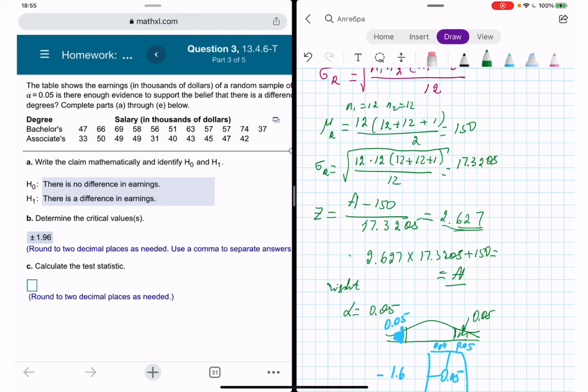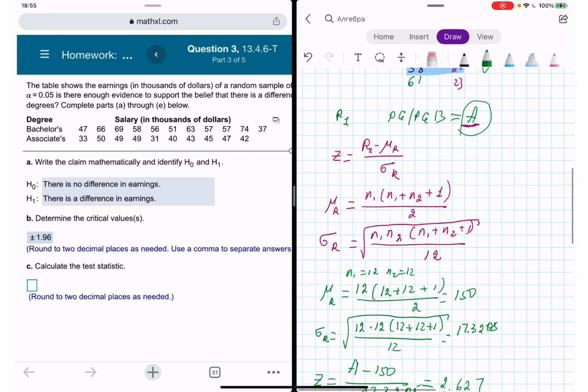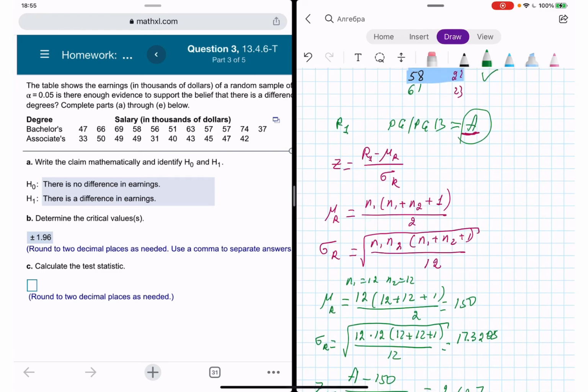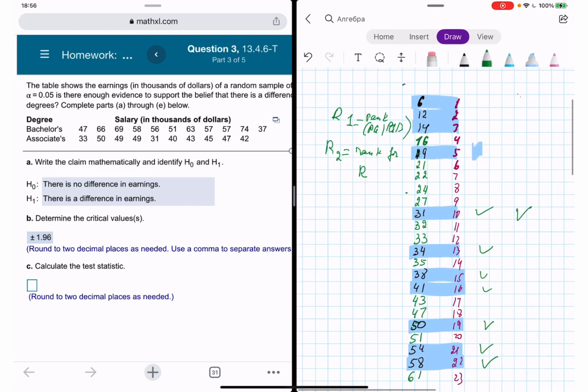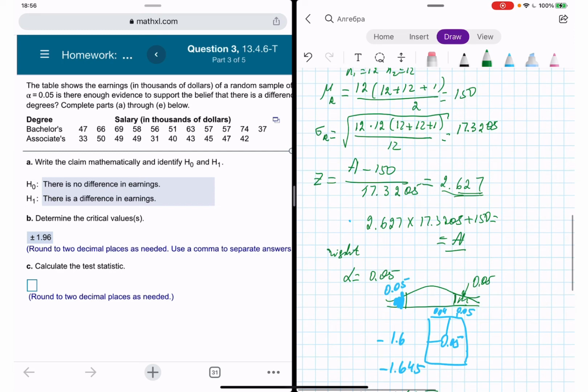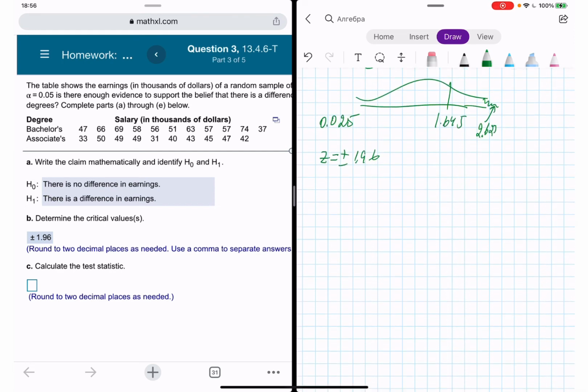Okay, the sum of R we are going to use is the sum of the smaller sample. So our smaller sample is associate. So you're going to count R for associate, because here we have fewer numbers. That's going to be R2. So you arrange in ascending order, assign ranks, like we did in the previous case, and then add the ranks matching the associate degree.